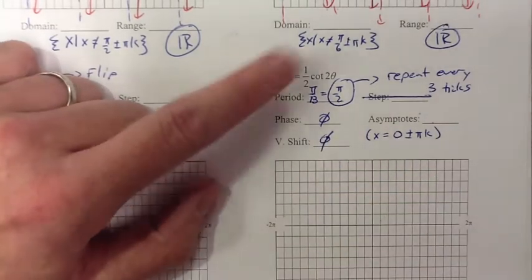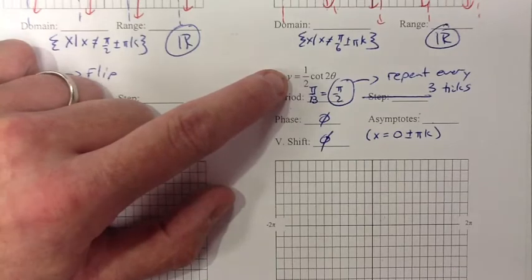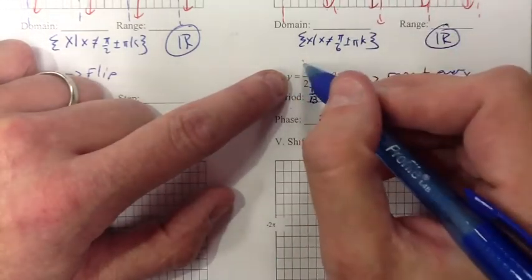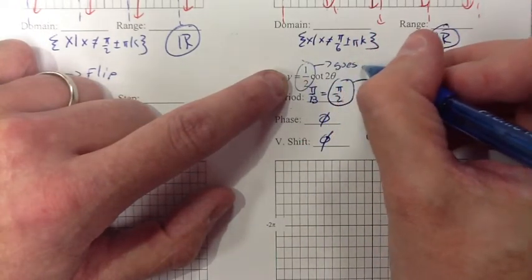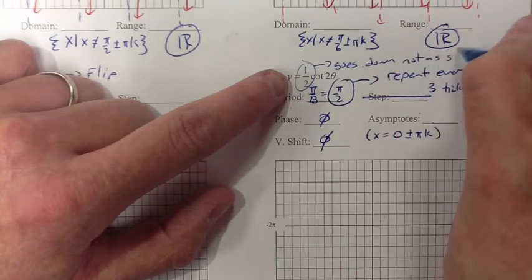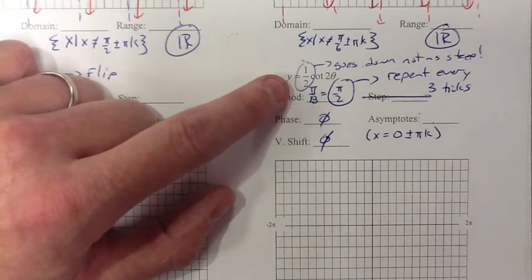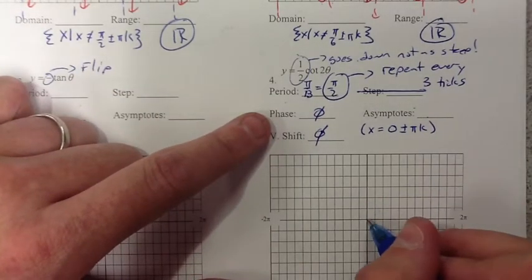Now there is an amplitude, but that's not really going to affect our graph much because we're not going to worry about the points. We just remember cotangent goes down. It just means it goes down steeper, or down not as steep. We'll take a look at that when we get to it. It's going to be a little bit wider at the bottom, where it crosses. But the important thing to remember is we're going to repeat every 3 ticks now.